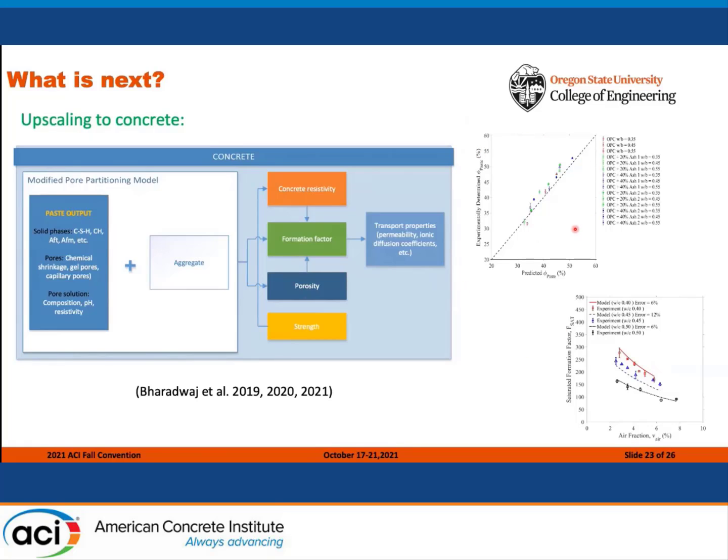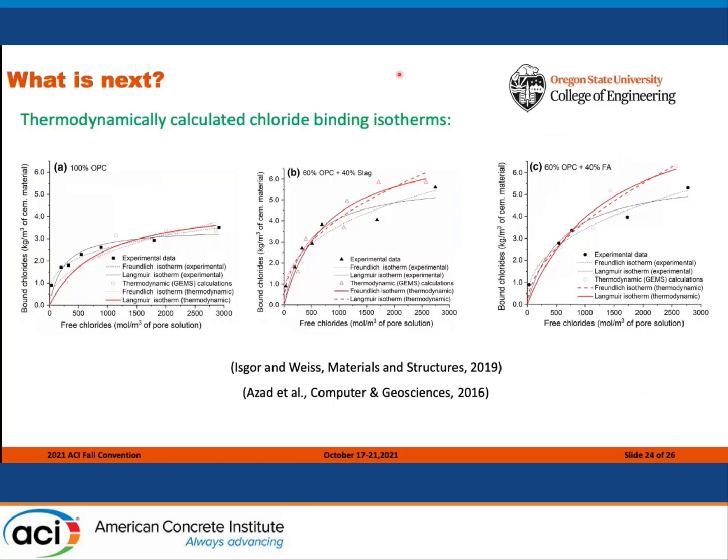Here, on the right, we show some example predictions and their experimental comparisons for porosity and formation factor. Another practical outcome of the developed modeling framework is the ability to thermodynamically calculate chloride binding isotherms. As you can see in these figures, the chloride binding isotherms of OPC and SCM systems can be determined using thermodynamic modeling principles without the need of carrying out very time-consuming experimental studies.